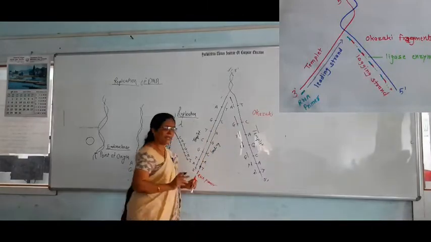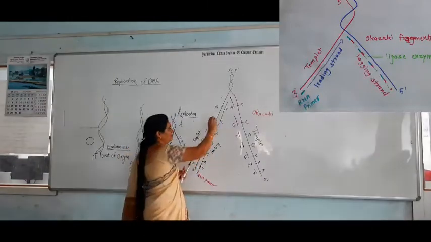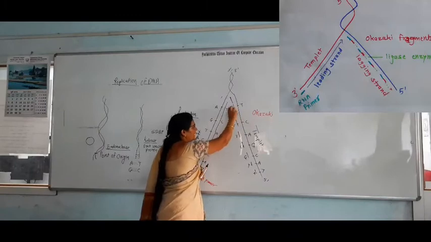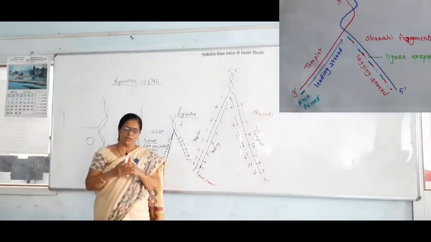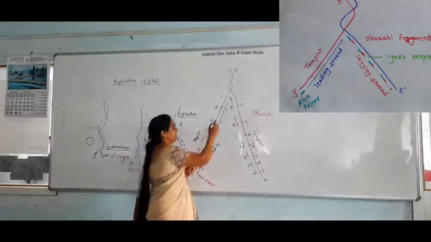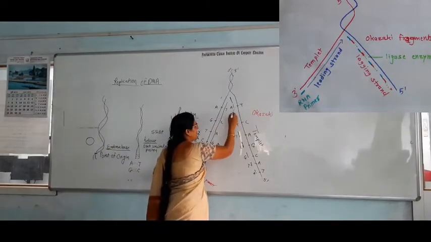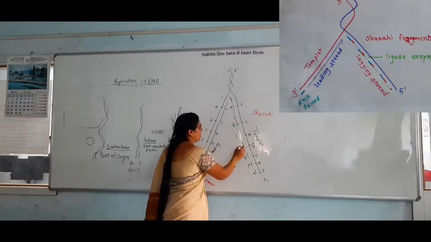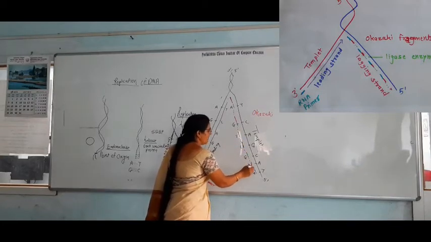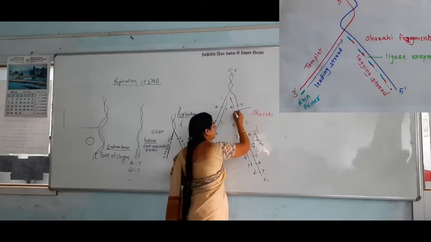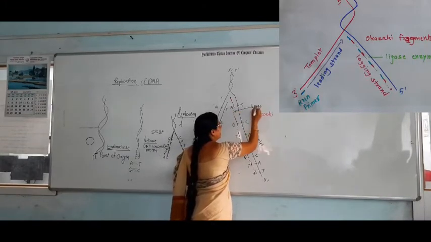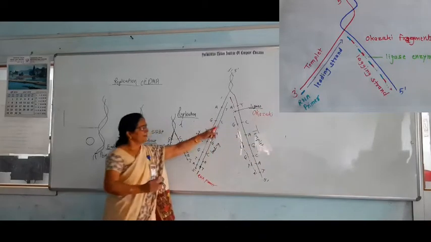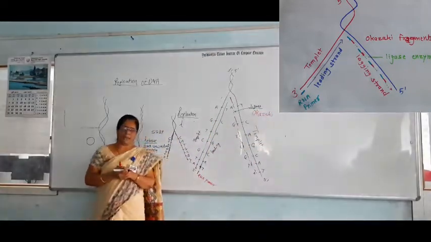Here the Okazaki fragments are produced, and what happens? Now here the break is present. This break should be joined with the help of the ligase enzyme. With the help of the ligase enzyme, these breaks are joined. By the enzyme ligase, the breaks are joined. The Okazaki fragments are joined.